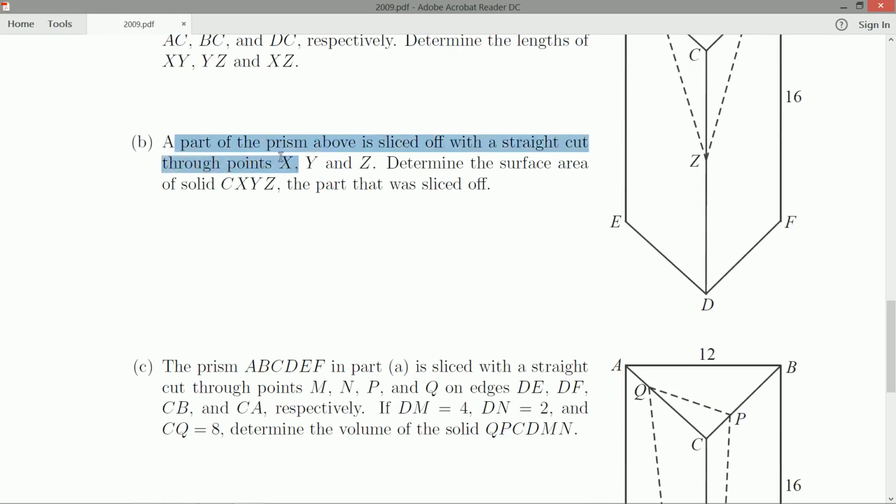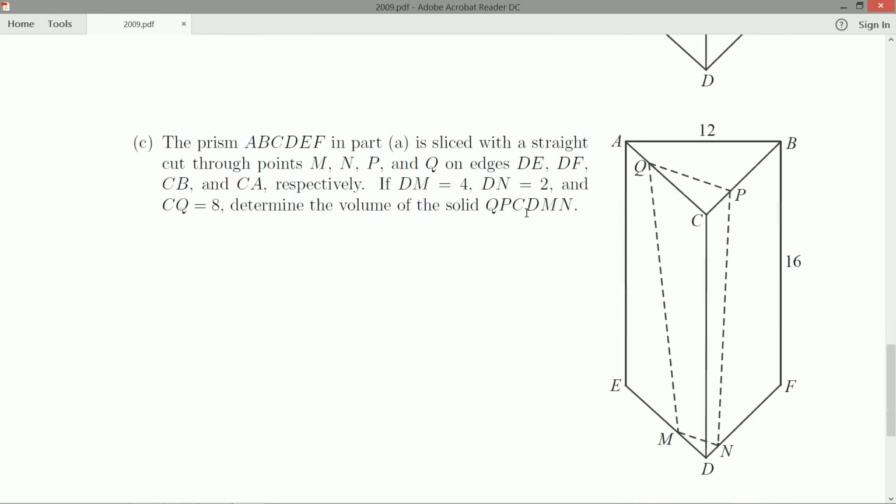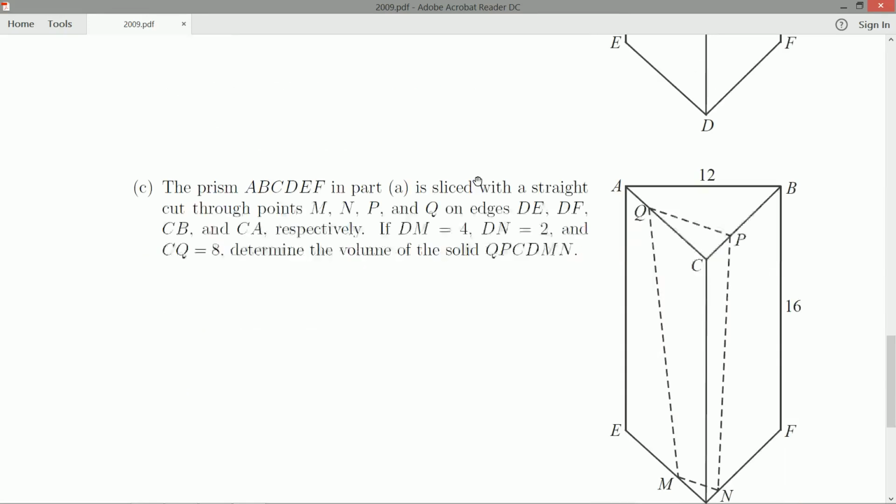B part. A part of the prism is sliced off with a straight cut through X, Y, and Z, so cutting along these dotted lines almost. Determine the surface area of the solid CXYZ. So if we chop off this corner, as shown, determine its surface area. Alright, we'll probably have to use the lengths we calculated there.